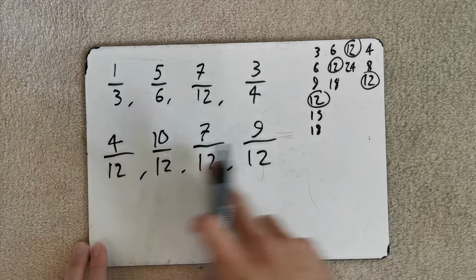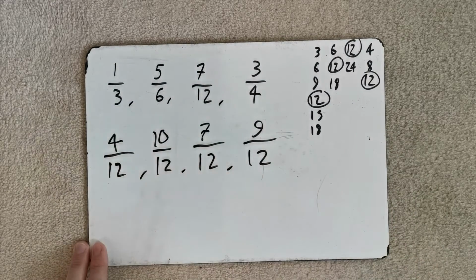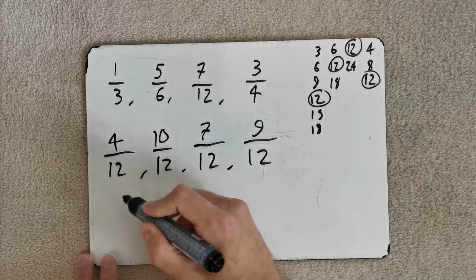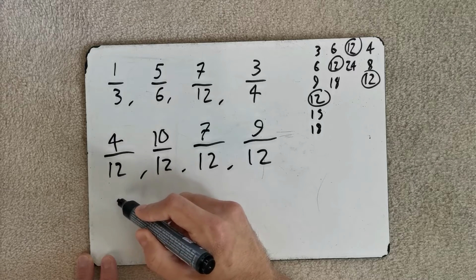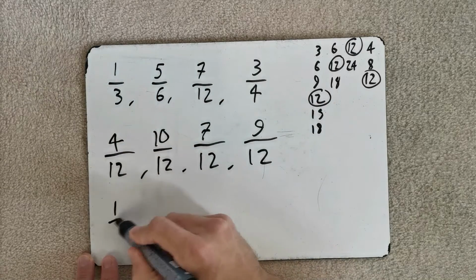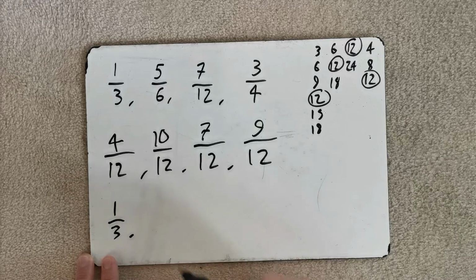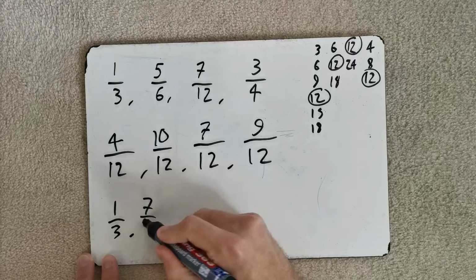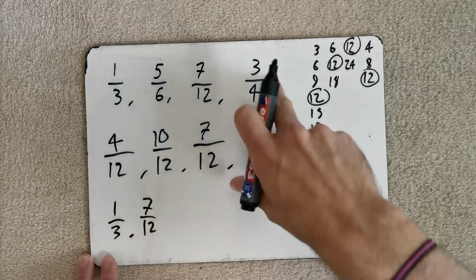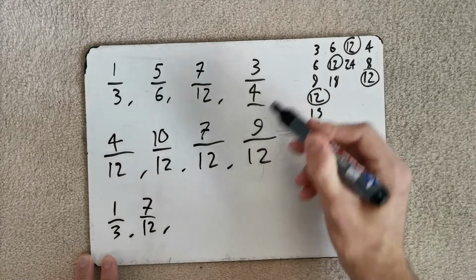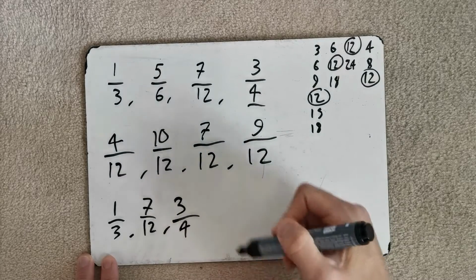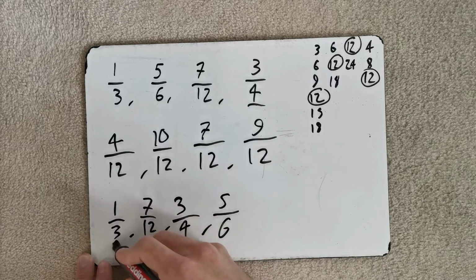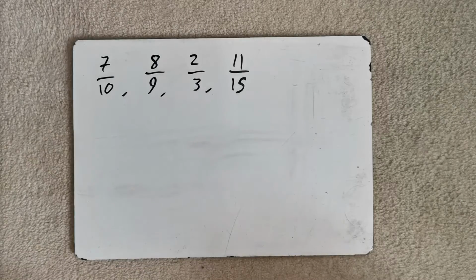Okay, and now we can compare them because they've got the same denominator. Which one's the smallest? It'll be the 4 over 12. If it's asking you to write the original ones, then we'll write the originals. What's next? It is the 7 over 12, and then we've got the 9 over 12, which we're going to turn back into 3/4, and then of course we've got our 5/6. So these are in order from smallest to largest.